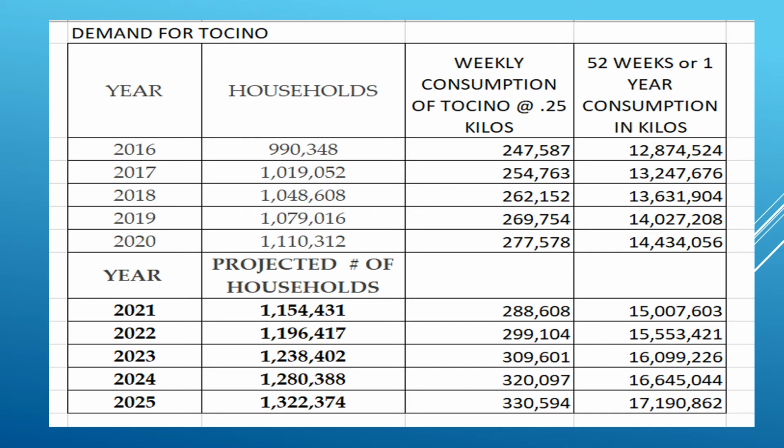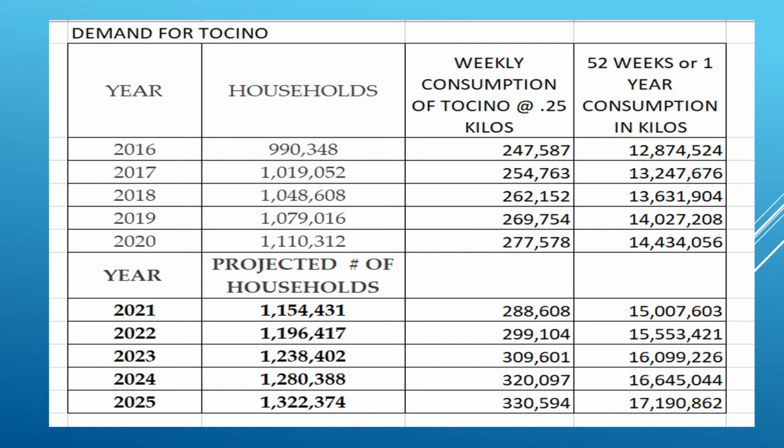So, etong nasa screen ninyo, yung year column at saka itong column ng households, eto yung kinompute natin using the linear trend projection method. And then, kailangan pa rin natin ulit mag-research, makakuha ng reliable source. So, for example, sabi daw, the weekly consumption of every family in the Philippines or in Bataan or in Balanga for tocino products is 1/4 or 0.25 kilo in a week.